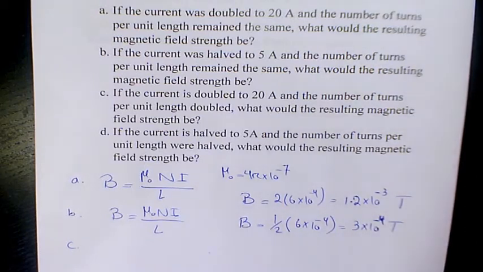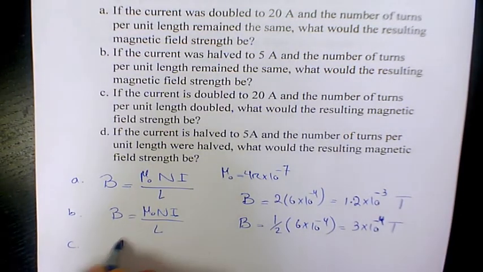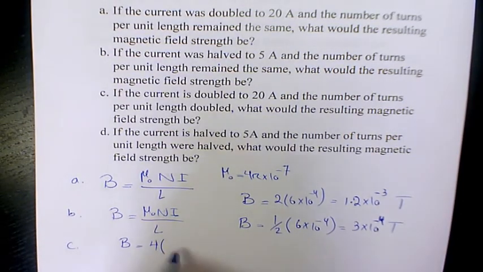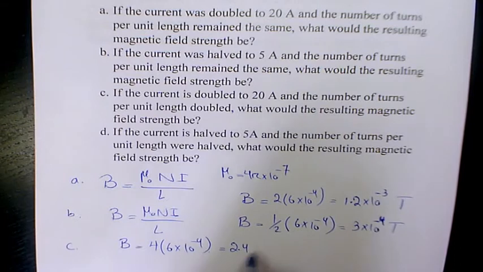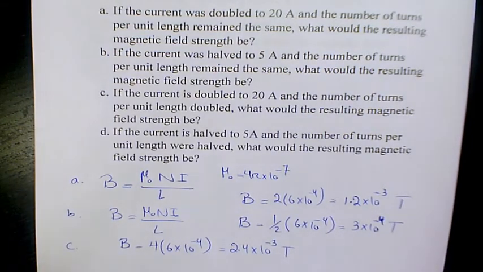So as you see here, magnetic field strength is directly proportional to electric current, and it is also directly proportional to number of turns divided by length. So I becomes double, N divided by L is double, so 2 times 2 is going to be 4. So B will be 4 times the original magnetic field strength. 6 times 4, 24. We have 2.4 times 10 to the power of negative 3. We don't need to use the calculator.